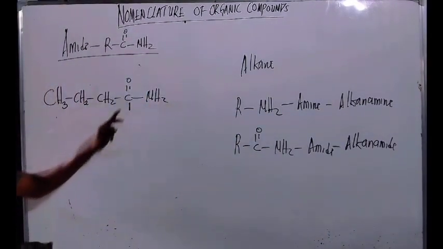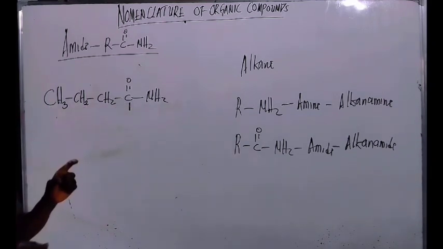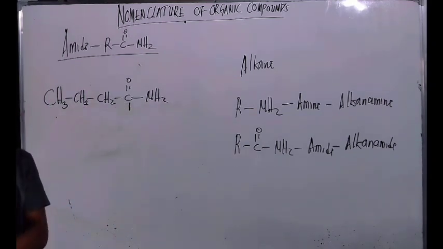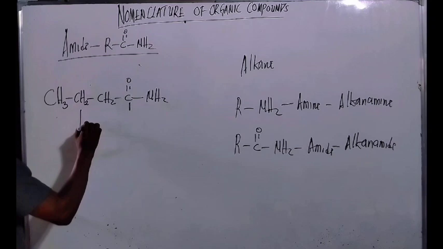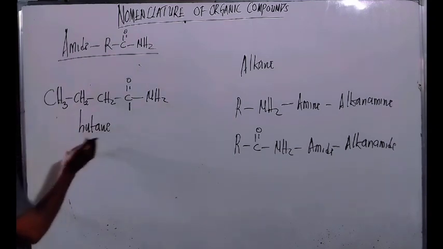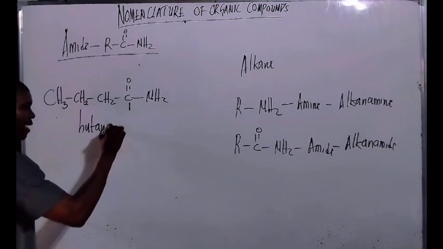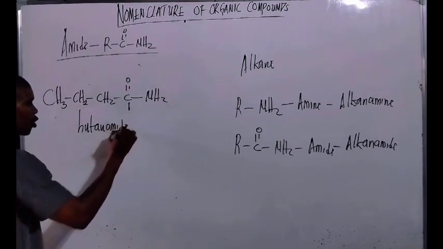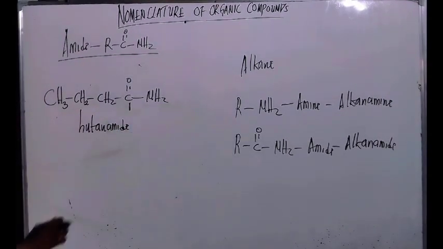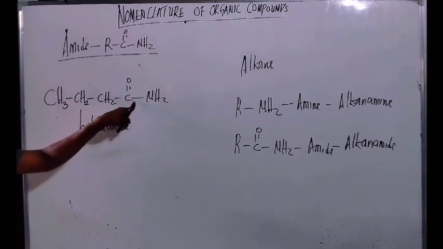So how many carbon atoms do we have here? We have 1, 2, 3, 4. So it will be butanamide. Normally it's supposed to be butane because it's derived from the corresponding alkane, right? When you remove the E and play with amides, it's called butanamide. So it's only like carbon 1.